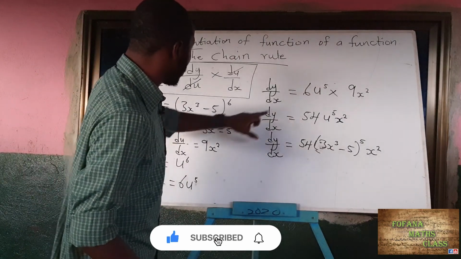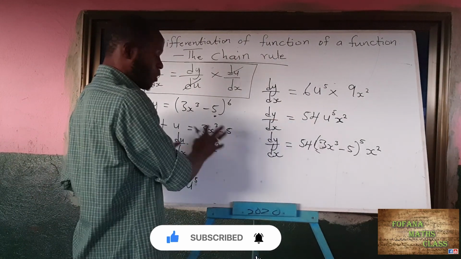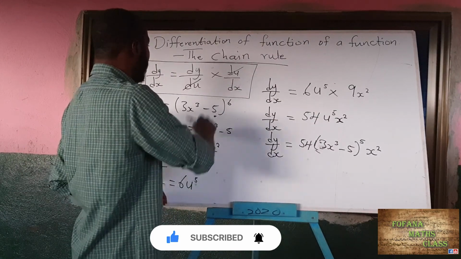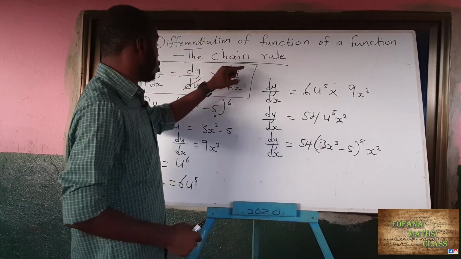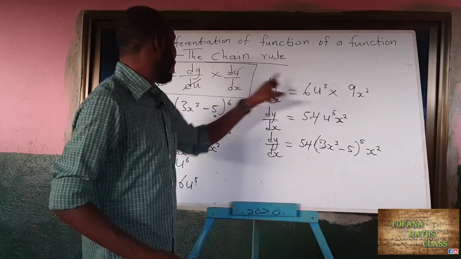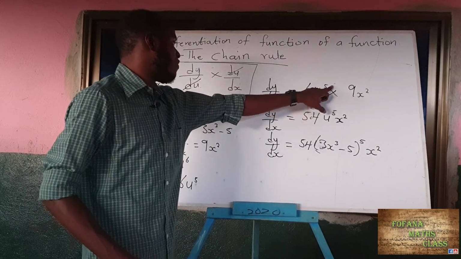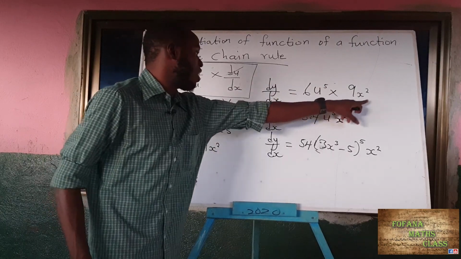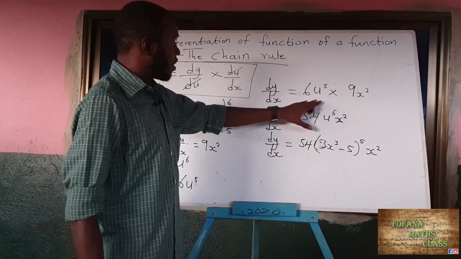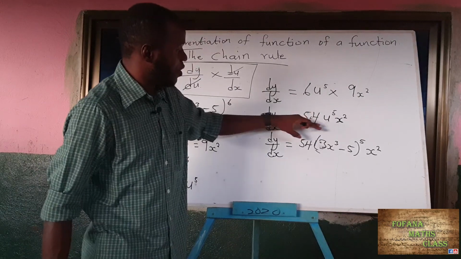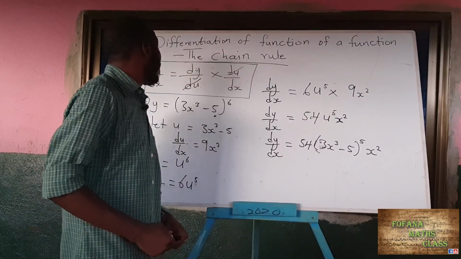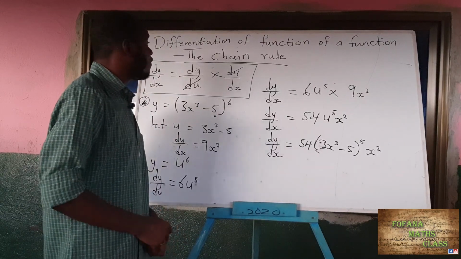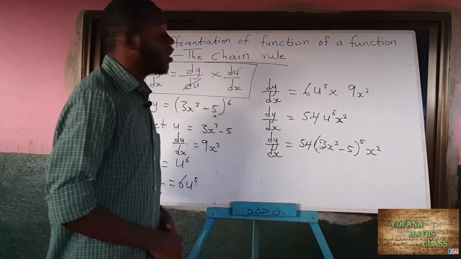Having done that, you substitute all the expressions that you came up with into the formula, which is dy/du times du/dx. So we have dy/du as 6u to the power 5 times du/dx, which is 9x squared. You put them here. After that, you do your simple arithmetic, and then you arrive at your final answer. So this will be the end of differentiation of a function of a function, also known as the chain rule.